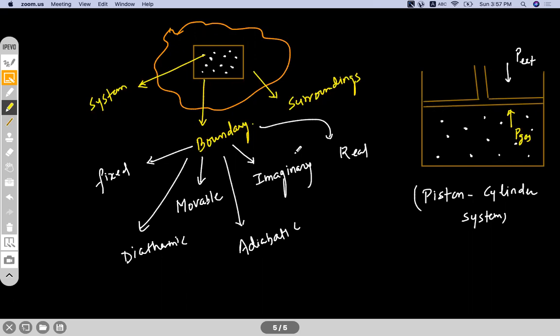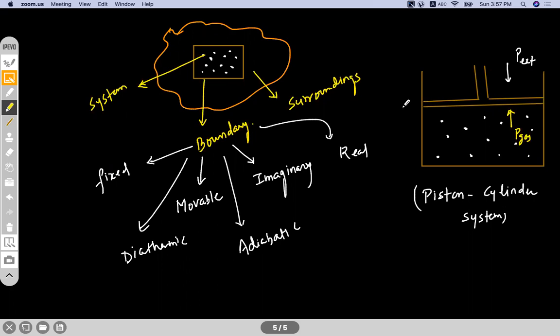Now suppose in the atmosphere, a static piston is not fixed. It depends whether you have fixed it here or not. Here you see, P external is equal to P gas. The piston is static, but it can move up and down, right? Because we haven't fixed it over here.